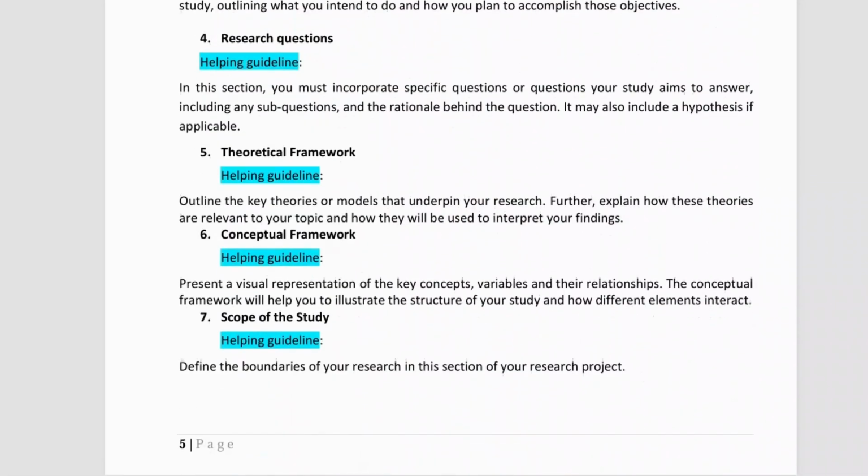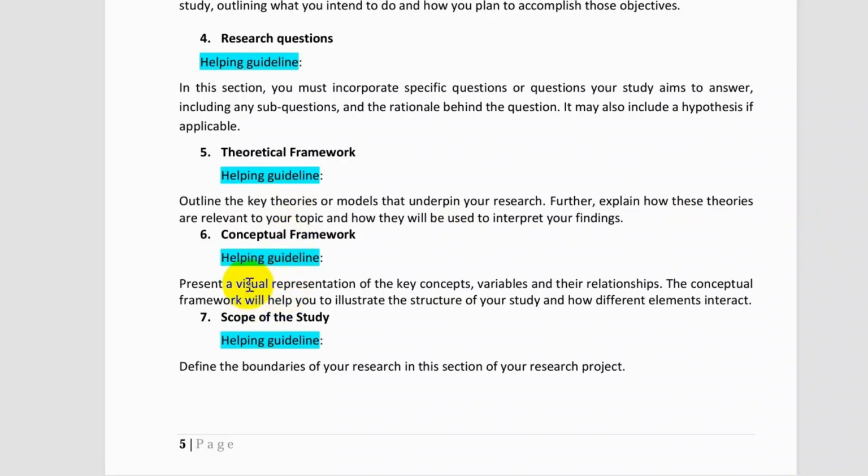Now moving down, here comes the theoretical framework. The theoretical framework is all about theories, which means you need to outline the key theories or models of your research. For this, you can explain how these theories are relevant to your topic and how you will use them to interpret your findings. After the theoretical framework, the conceptual framework is also very important to incorporate.